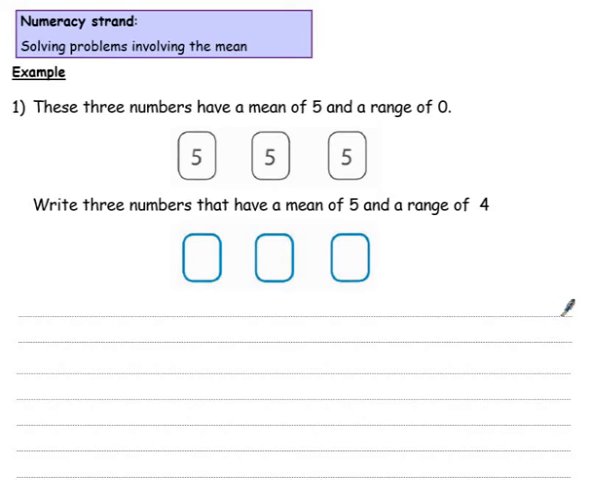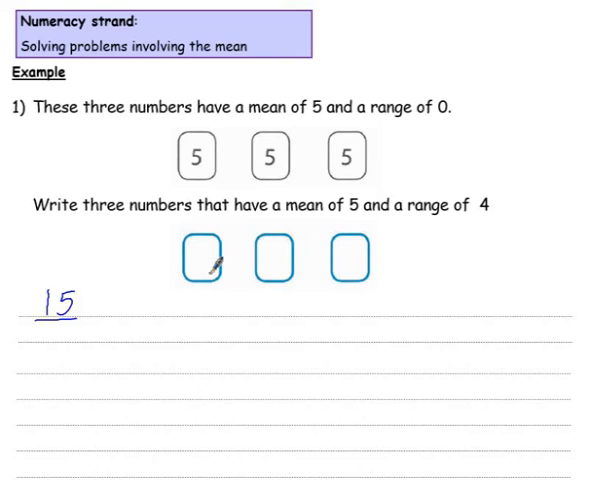Now, before we can choose what numbers to put in, we need to work out what these three numbers need to add up to. If we think back to the mean, to work out the mean, we said that we'd add the numbers together and divide by the number of numbers. So we're going to add these three numbers up, then divide by 3, because there's three numbers, and that answer is going to be 5. So what divided by 3 gives us 5 is 15. So we need to choose three numbers that add up to 15.